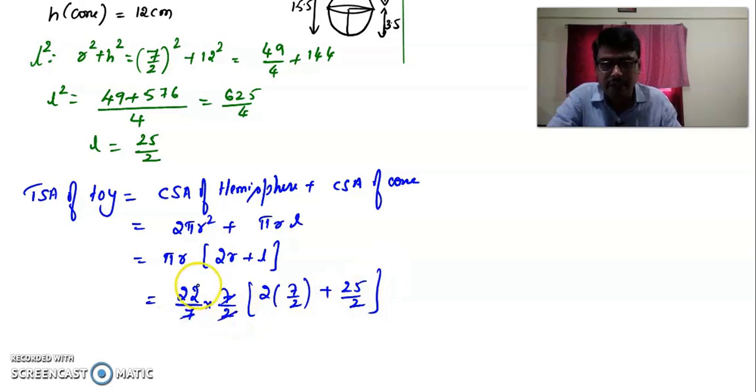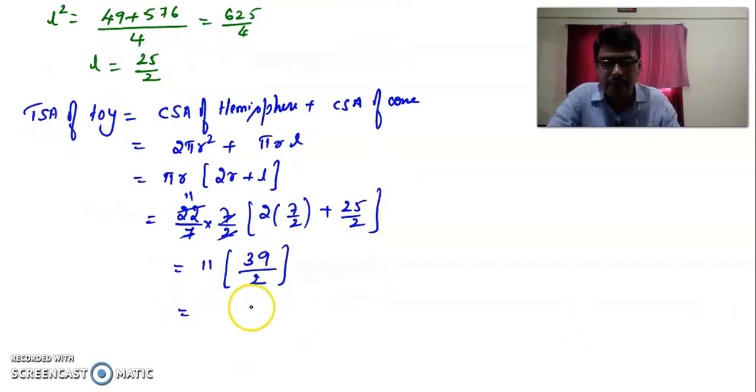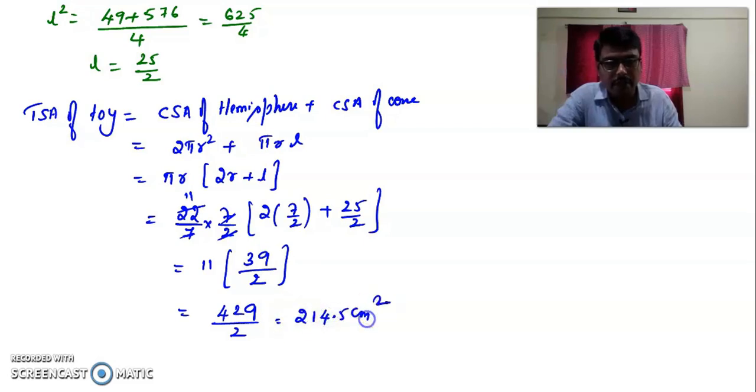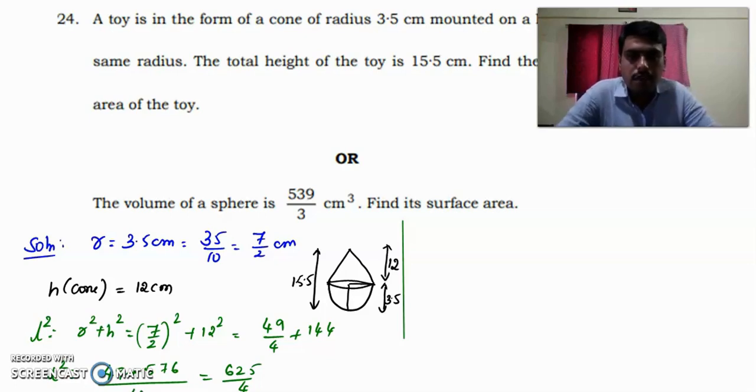7 gets cancelled. 11 ones are 11, 2 ones are 2, so 11 into (14 plus 25) by 2. 14 plus 25 is 39. 11 nines are 99, 11 threes are 33, 33 plus 9 is 42... so we get 429 by 2, that is 214.5 centimeter square. An internal choice question is given for this.